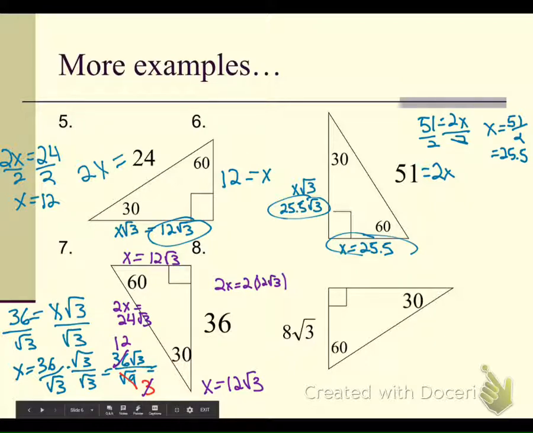And last but not least, we have the question that has the side opposite of 30. What is our formula for that side? What value is it? Side opposite of 30 is x. Which means our hypotenuse is 2x, which is going to be 2 times 8 square root of 3, which is 16 square root of 3. And then we know over here it is going to be x square root of 3, which is 8 square root of 3 times the square root of 3, which gives me 8 times the square root of 9. What is the square root of 9? 3 times 8 is 24.